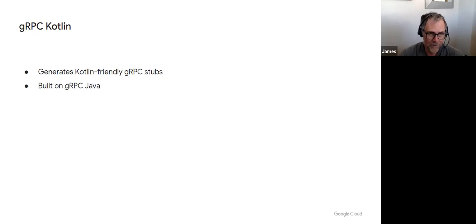This is built on top of gRPC Java. We're building on top of that because there is still a bunch of Java underneath the covers for a lot of this stuff, and so we build on top of that and add the Kotlin-friendly pieces on top. But we can then add support for nice things in Kotlin, like coroutines for doing async, and then also the Flow API, which is a stream-oriented API.